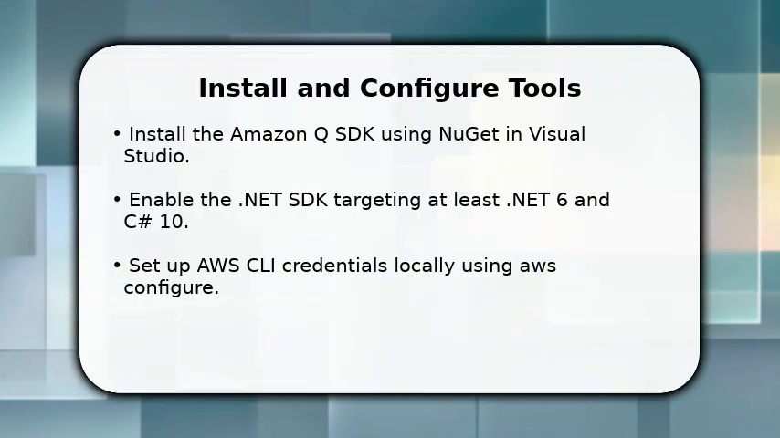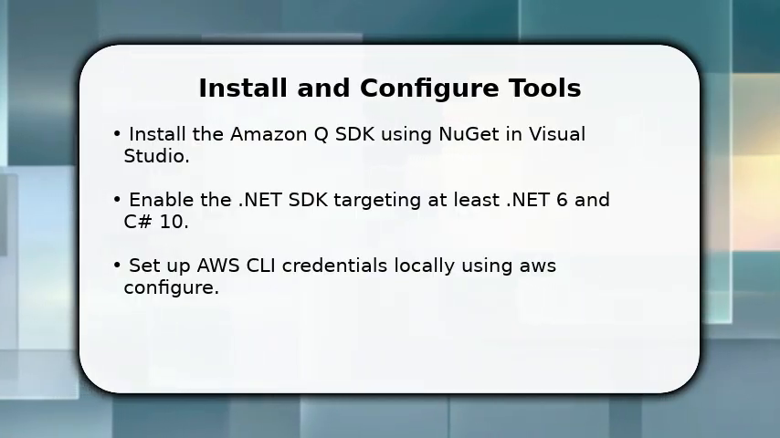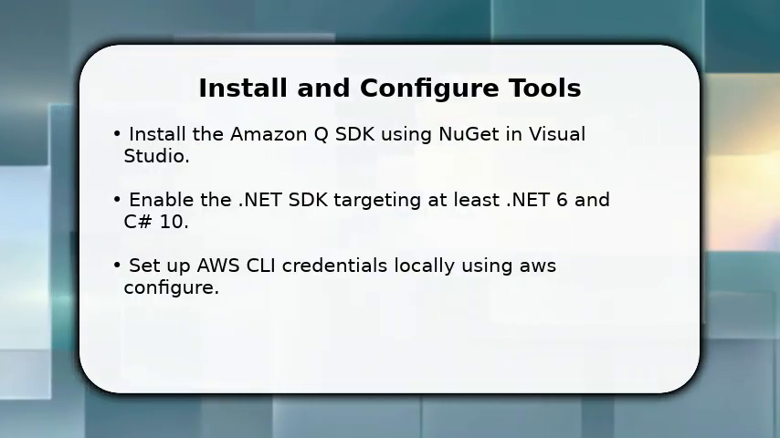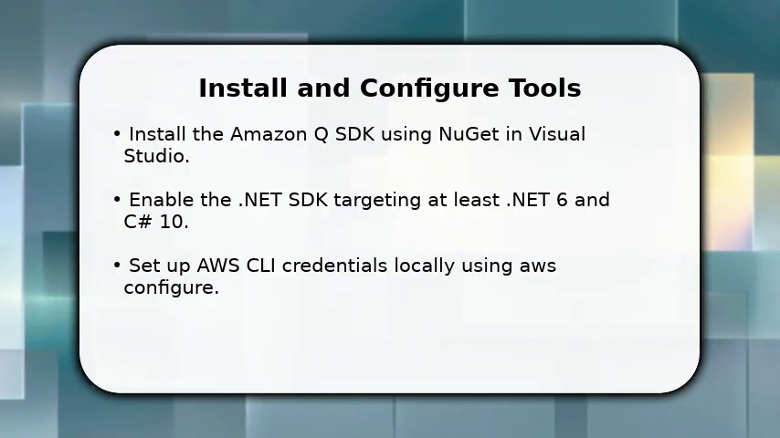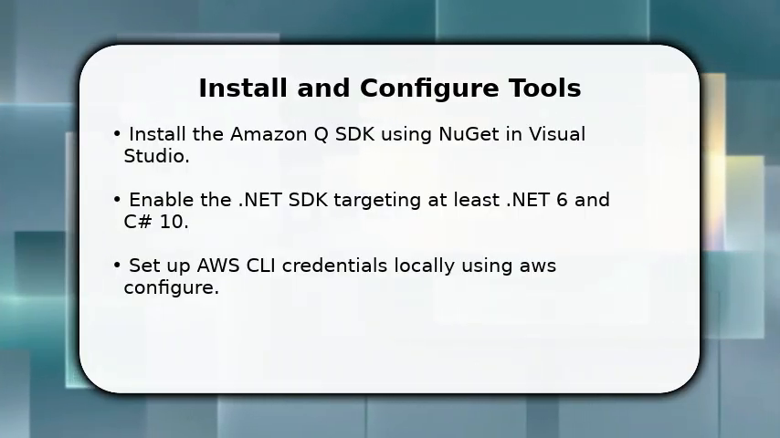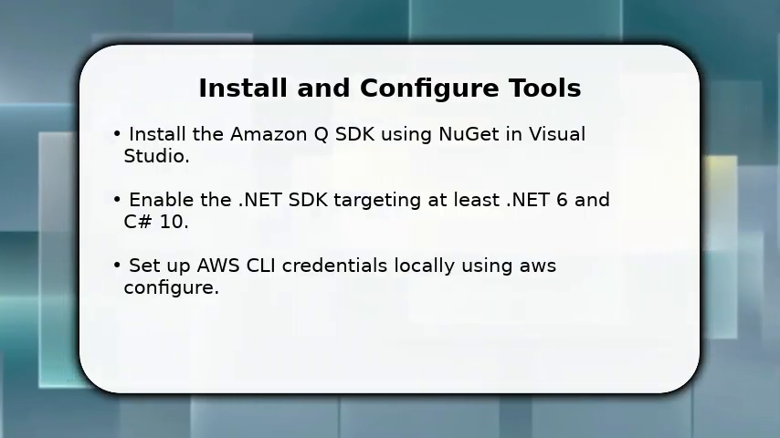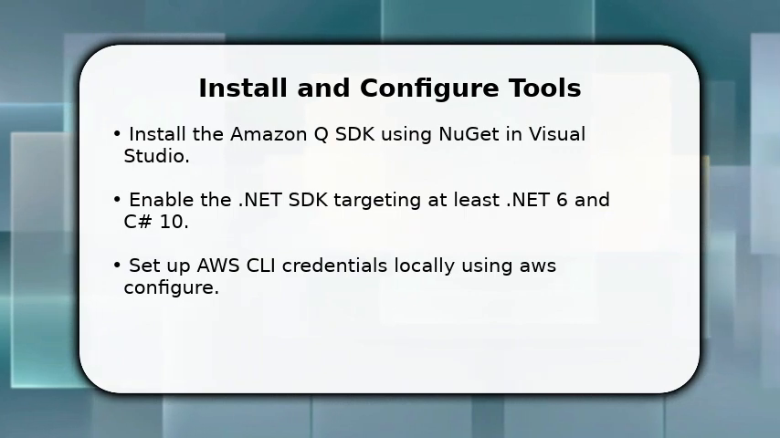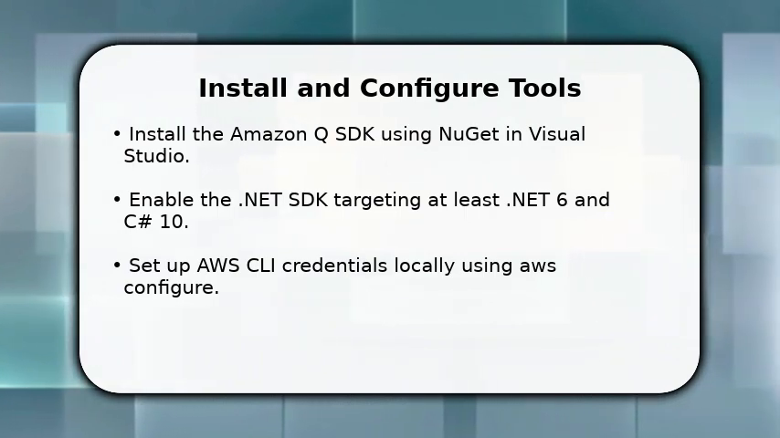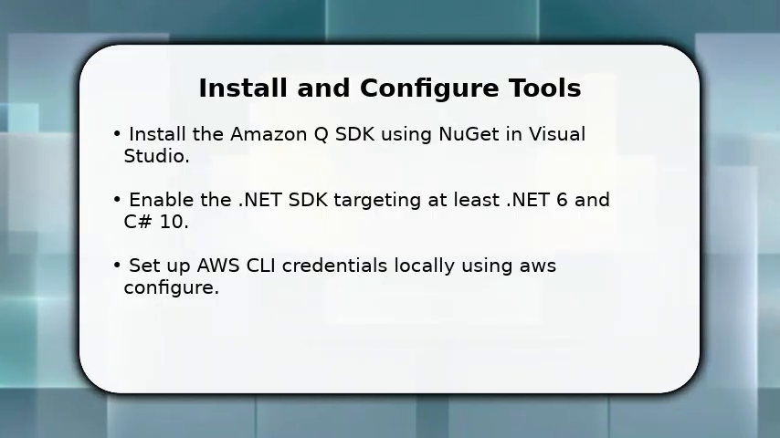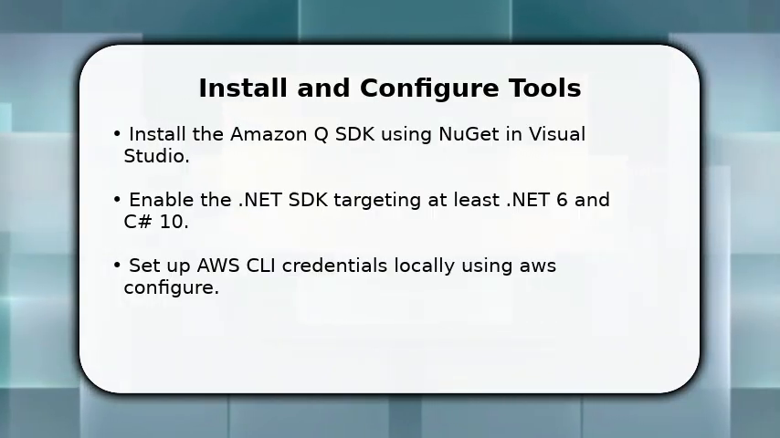Next, install and configure the AWS CLI on your machine for credential management. Run aws configure and enter your access key, secret key, default region, and JSON output preference. Restart Visual Studio so the new SDK and CLI credentials load into your development environment.